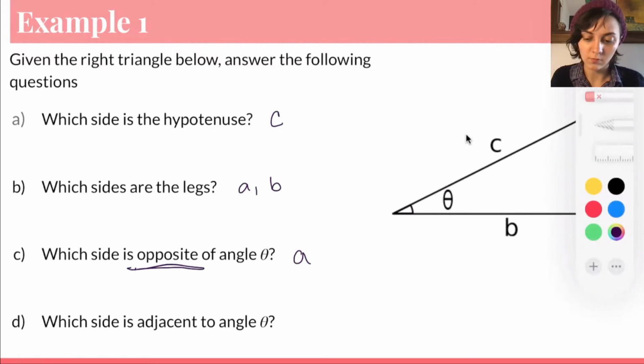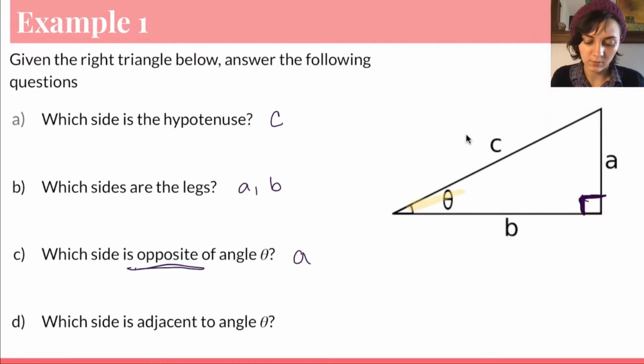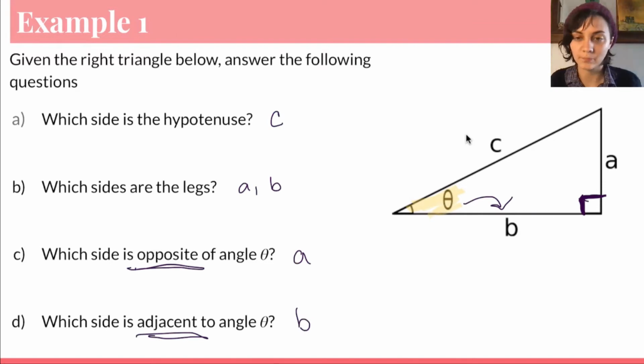And then, oopsies, what side is adjacent? What side is adjacent to angle theta? Adjacent means which side or which leg is next to angle theta. So side B is next to it.